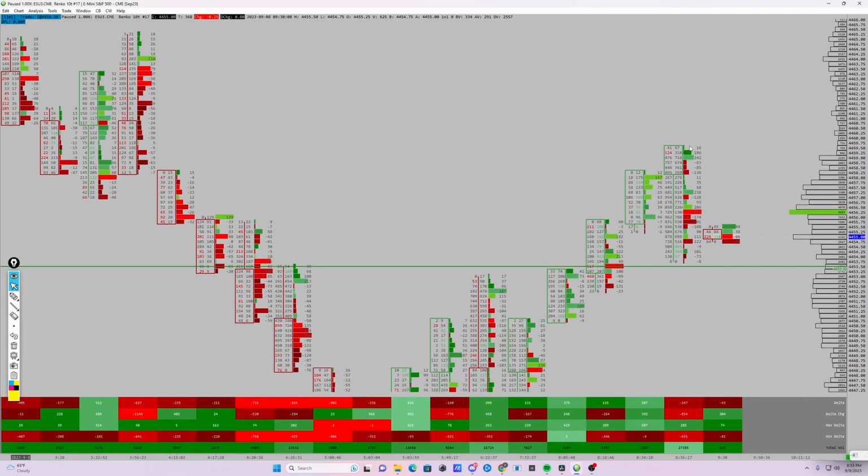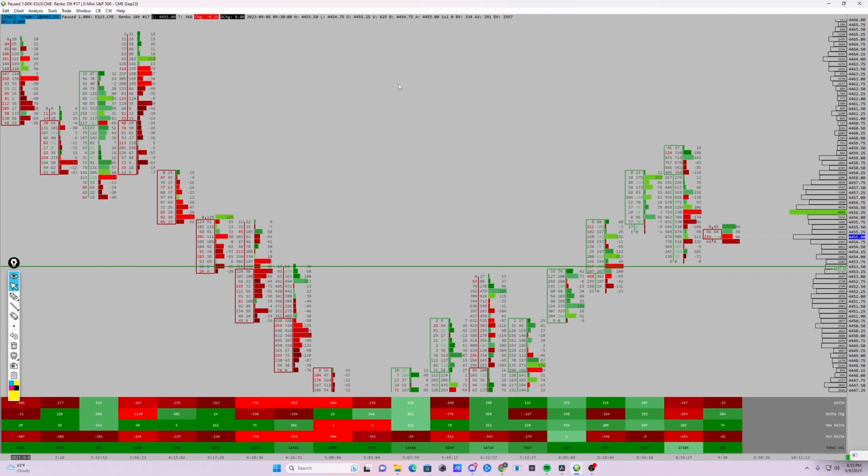Now, we're going to start with the footprint chart today. And what I want to show you guys is how your order flow can give you an idea or tip you off to where you're going to enter on an ICT type PD array before it even shows up.